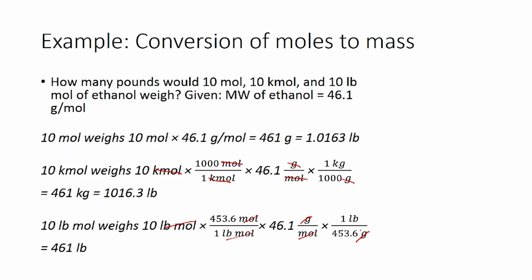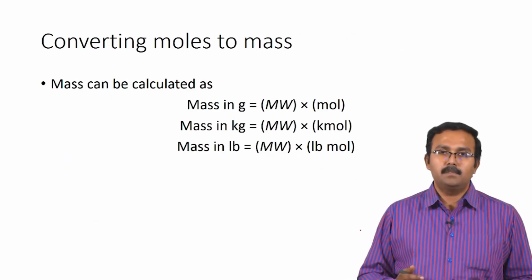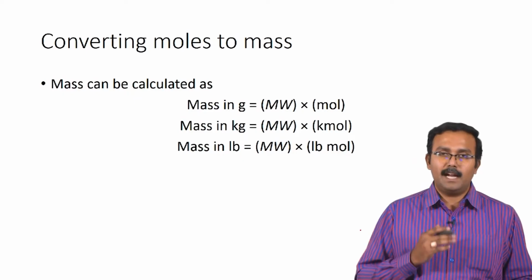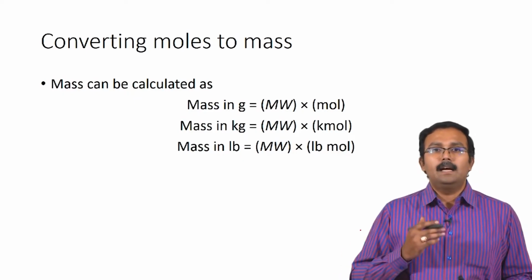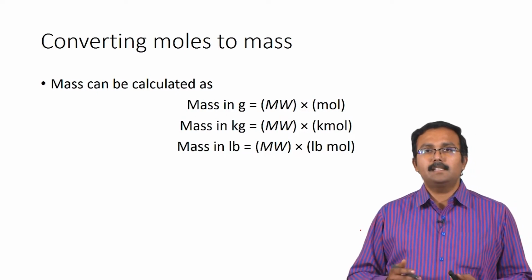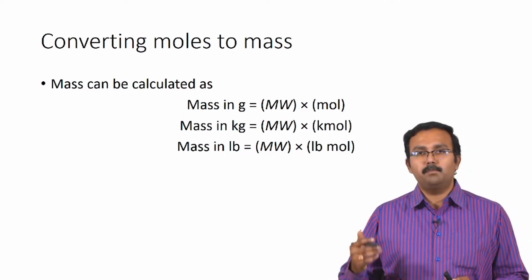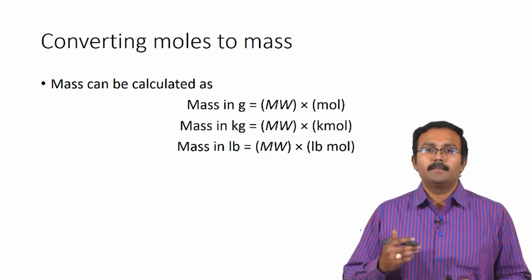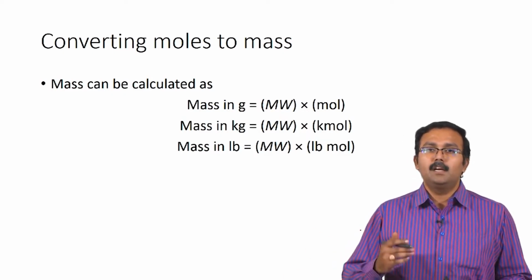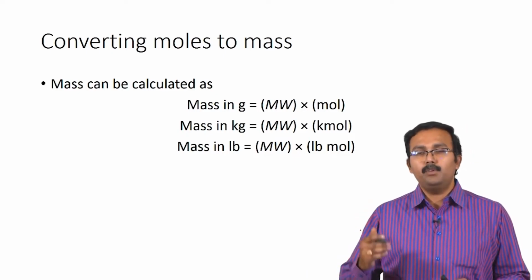So, the final answer you end up with is 461 pounds, which is the mass of 10 pound moles of ethanol. So, based on this we see that the molecular weight of each of these substances in terms of grams per mole, kilograms per kilomole and pounds per pound mole can be used to convert them directly into masses. So, you can calculate mass in grams as molecular weight expressed in terms of grams per mole times the moles, and mass in kilograms as molecular weight in kilograms per kilomole multiplied by the kilomoles. Mass in terms of pounds can be calculated as molecular weight in terms of pounds per pound mole times pound mole.